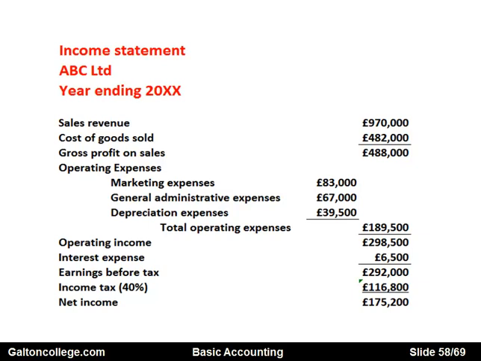Giving us 298,500. Now it has to pay interest expenses, perhaps let's say on loans, so 6,500 for interest. So the earnings before tax now is £292,000. Now say we have income tax, let's say at 40%, so we take away 116,800, leaving a net income of 175,200. So that could be an income statement for a business.